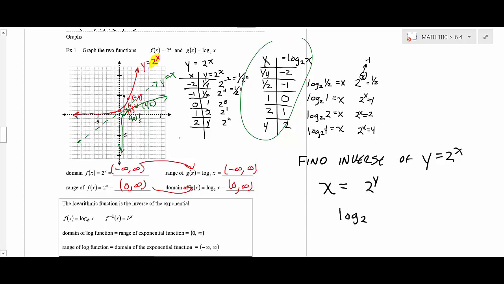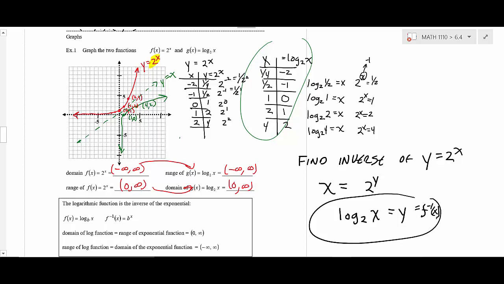If you write this in logarithmic form, that's the base, so that goes there. Remember, the answer to a logarithm is an exponent. That exponent is y, then the x goes there. So if you take x equals 2 to the y and write it in log form, you're going to get that. So that's what the inverse is. We'd say f inverse of x like that.